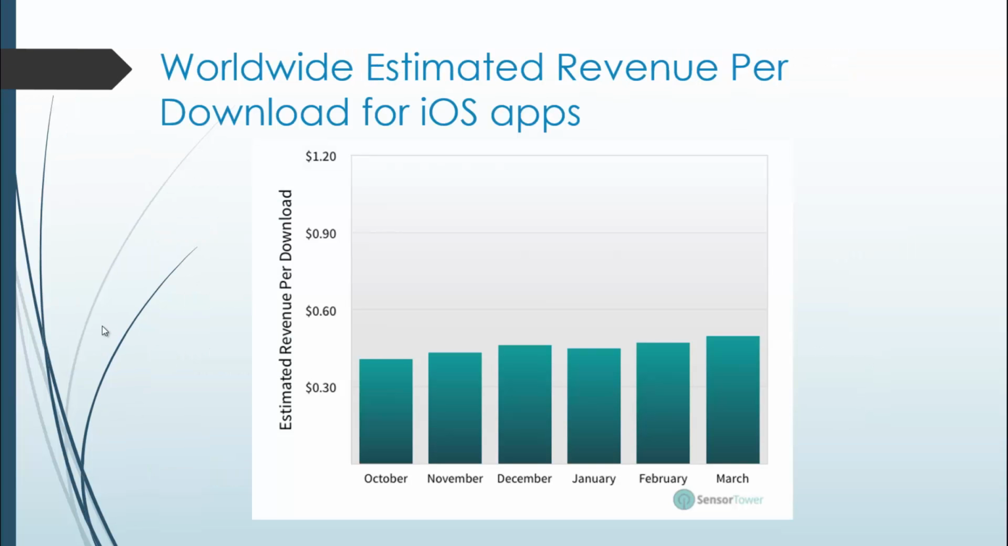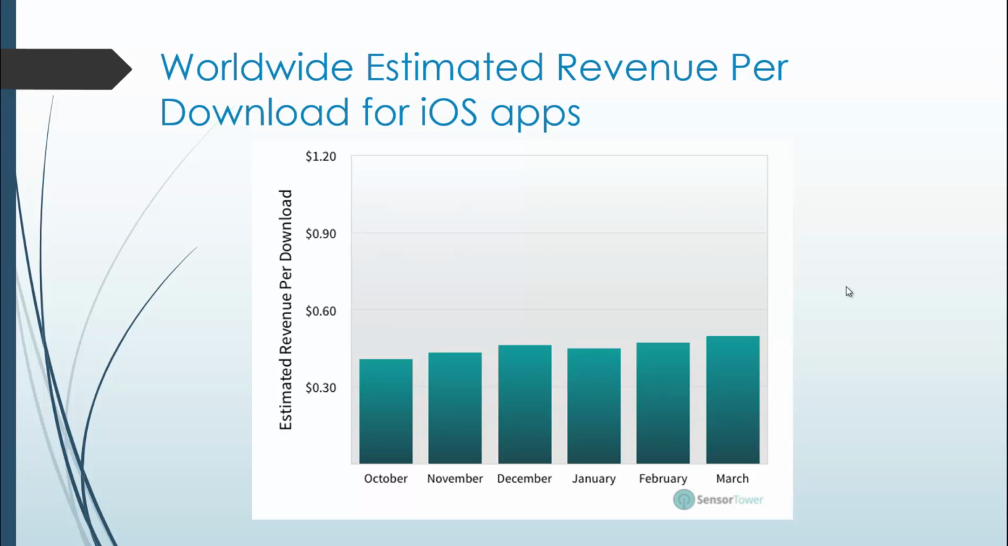Let's take a quick look at the worldwide estimated revenue per download for iOS apps. You can see from October to March, it pretty much stayed the same. It went up a little bit, but we're at about 40 or 50 cents per download. So if you're having millions of downloads, then you're going to make a ton of money. This has to do with the average of all apps, so all the apps that make absolutely nothing are being factored into this. That's just to give you an idea.